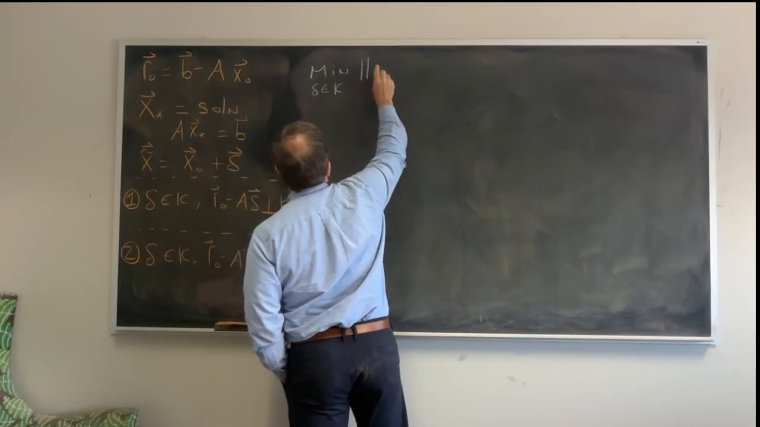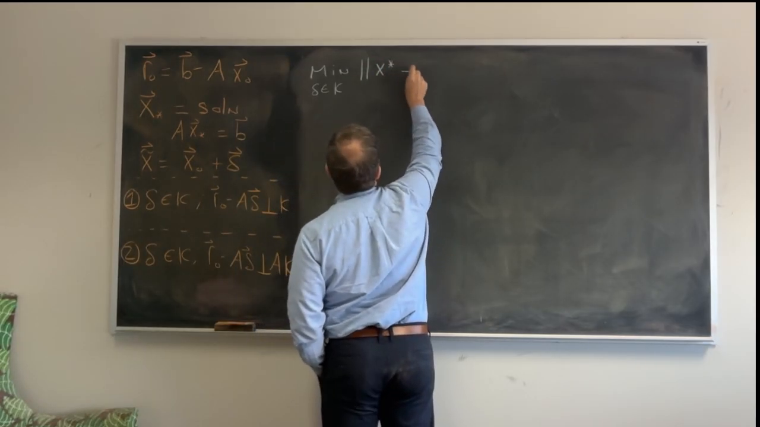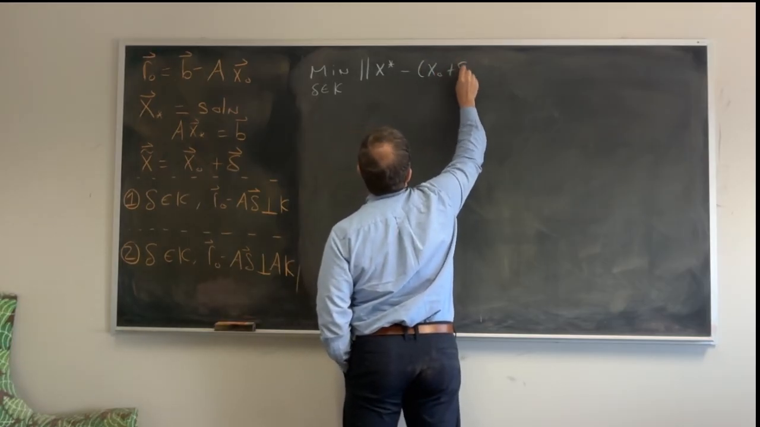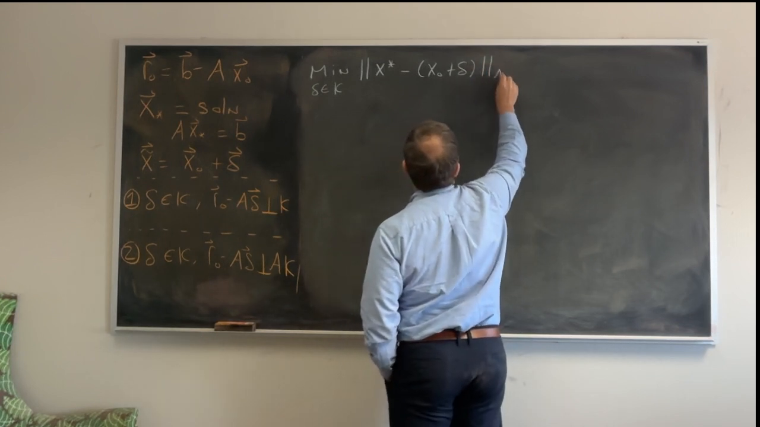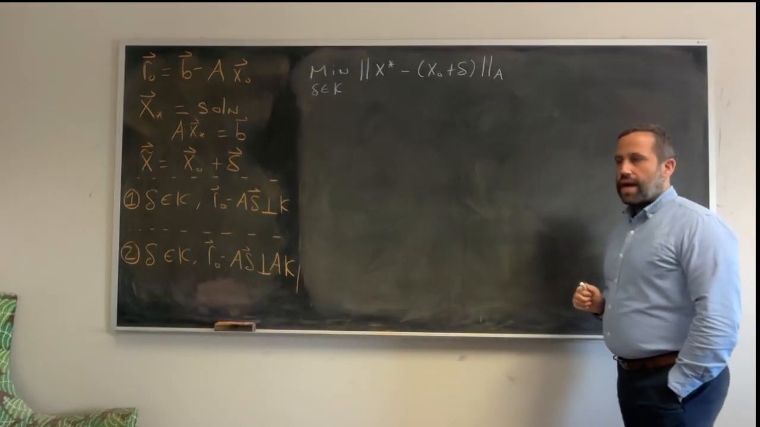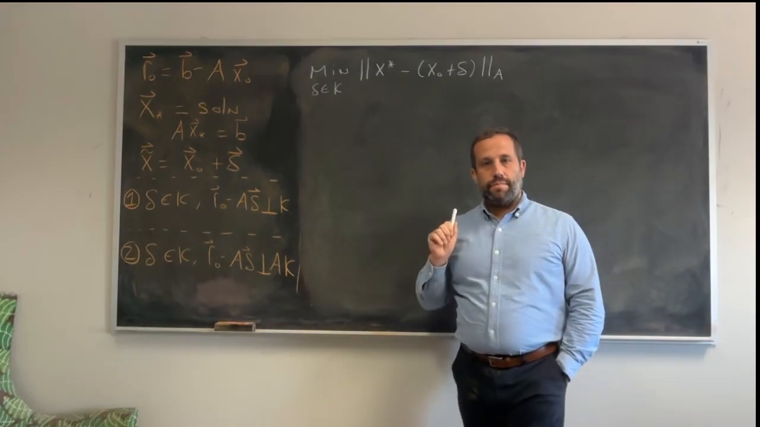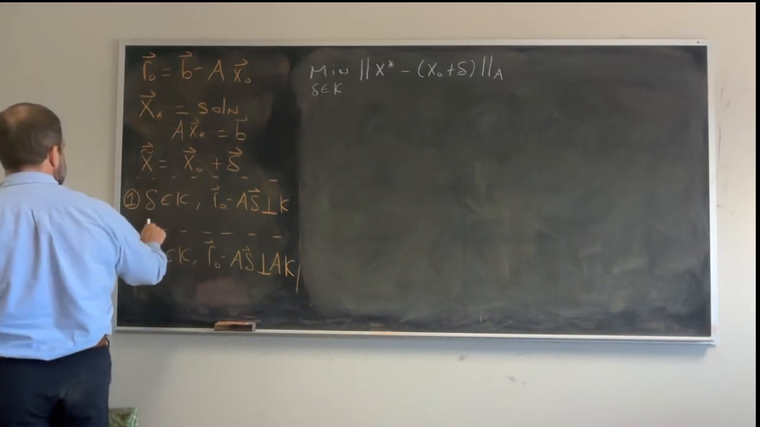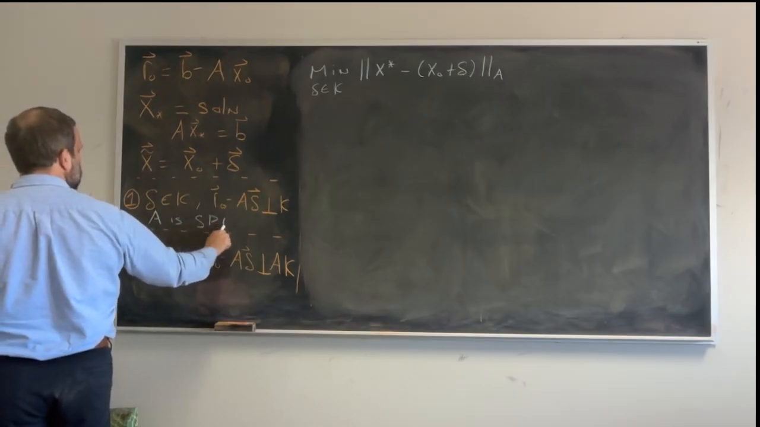And what we want to do is minimize the error between the actual solution and our updated solution, which is going to be x naught plus delta. And we want to do this relative to the norm induced by the matrix A. Remember in this case, A needs to be a symmetric positive definite matrix. So let me just say here, for this method to make sense, A is symmetric, positive, definite.